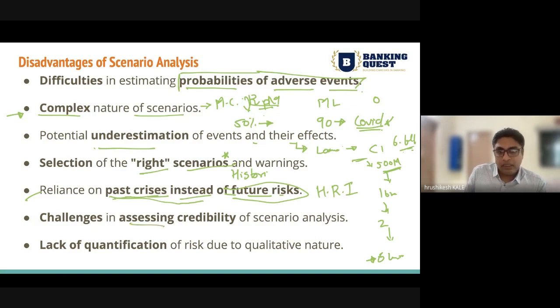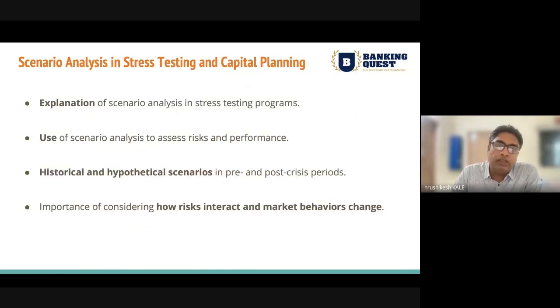Challenges in assessing the credibility. We calculate the scenario, but how do we test the scenario? There is nothing to test the scenario, right? Because we cannot see the future. And the lack of quantification. So basically, the scenario analysis is based on assumptions, and every person can have his or her own assumptions. So these are the disadvantages of scenario analysis. Okay.